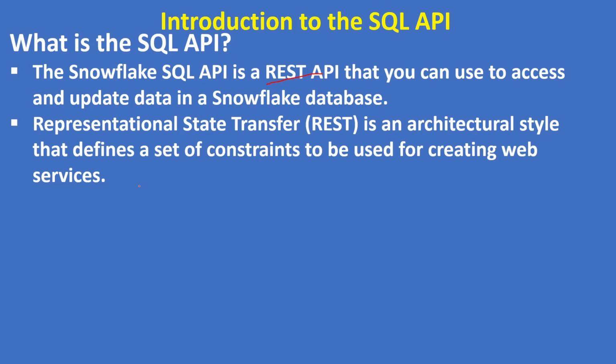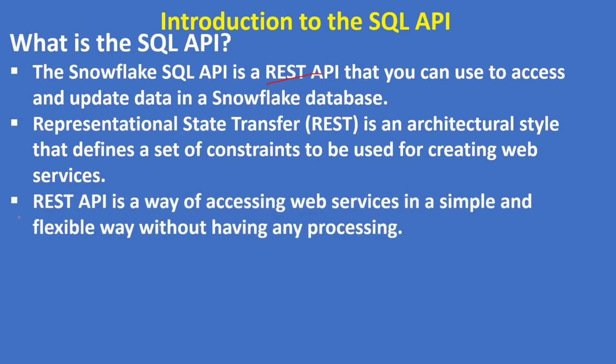As you know, like SOAP web services, REST is nowadays very important for interaction between two applications. If you want to bring data from Salesforce to Snowflake, then you may use the REST API which Salesforce provides. In a similar way, Snowflake also has its own API called the SQL API, which is based on REST. REST API is a way of accessing web services in a simple and flexible way without having any processing.